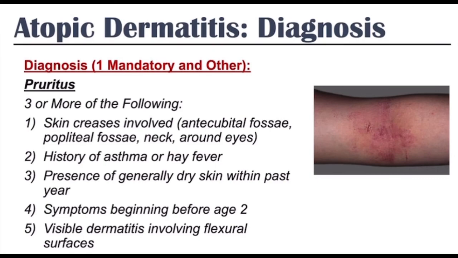So these skin lesions need to be pruritic, and then we need 3 of the following. Skin creases involved, a history of asthma or hay fever, generally dry skin over the past year, symptoms beginning before the age of 2, and visible dermatitis involving flexural surfaces. So if you have 3 or more of those with pruritus, then we can make the diagnosis of atopic dermatitis. But just recognize that a lot of times clinicians might not use this diagnostic criteria. They will just simply diagnose it clinically.